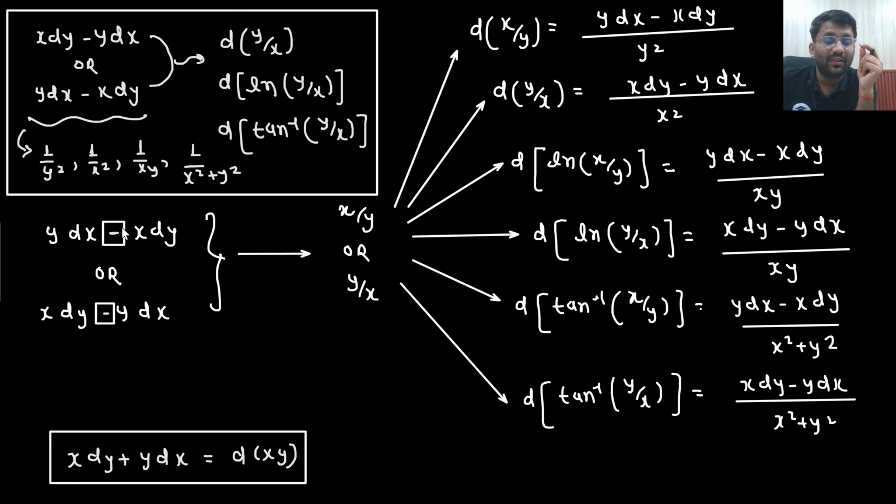I can think of x by y or y by x, or in the denominator there could be x square or y square, or x square plus y square, or xy. Then something I can do: d of ln y by x, d of x by y, d of ln x by y, d of tan inverse x by y, d of tan inverse y by x. Something I will be able to do. We will solve the questions. It will be clear to you.